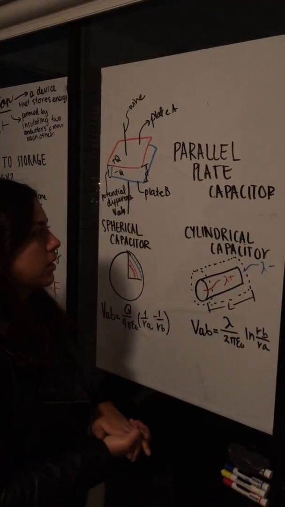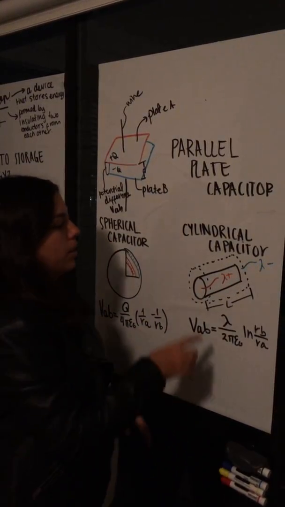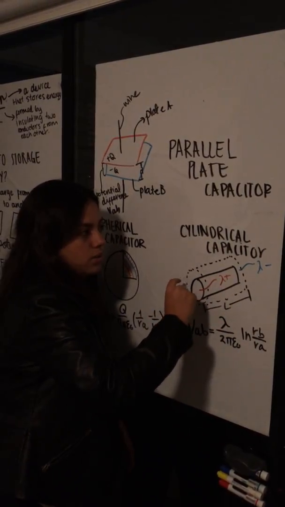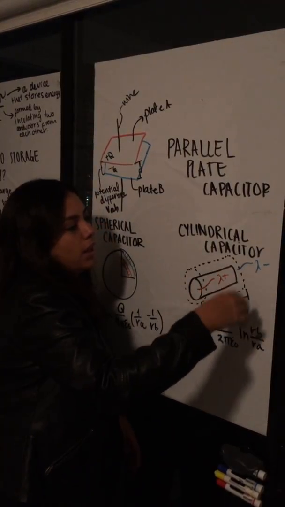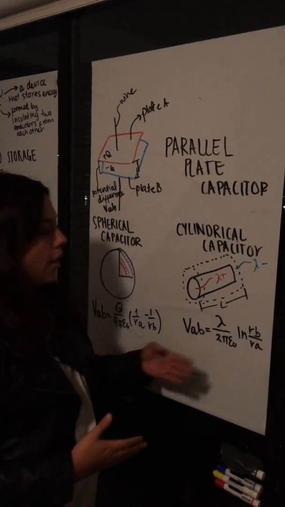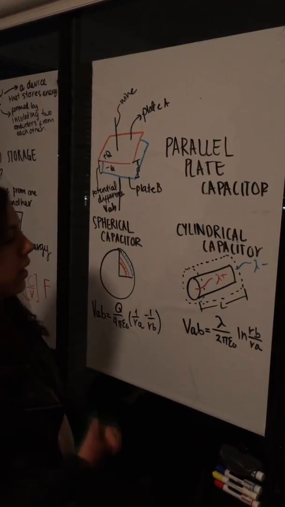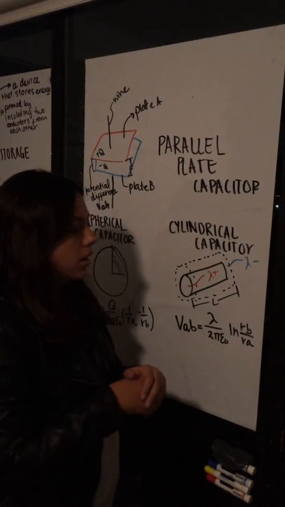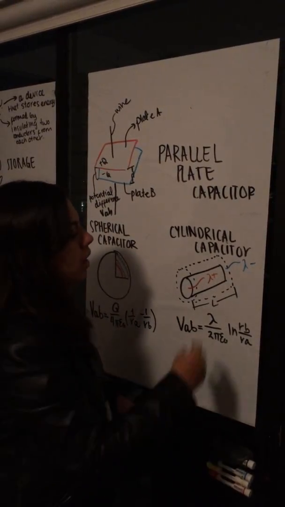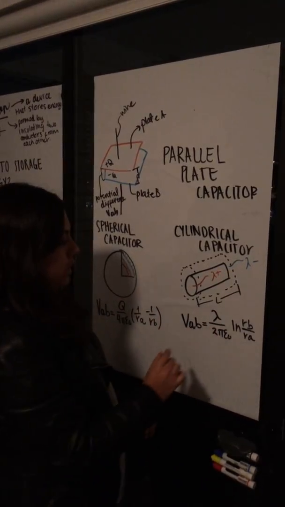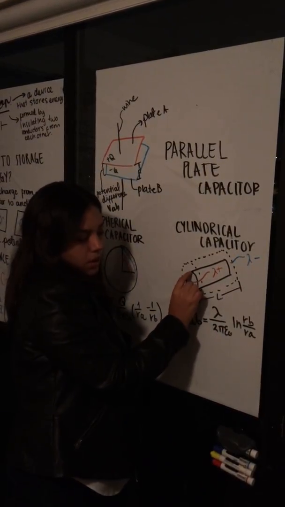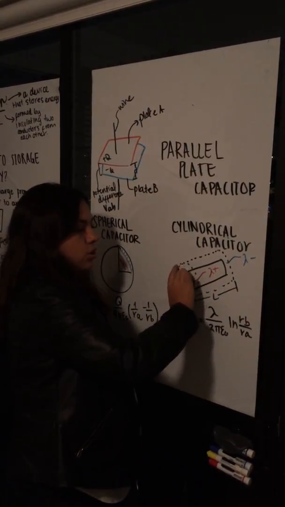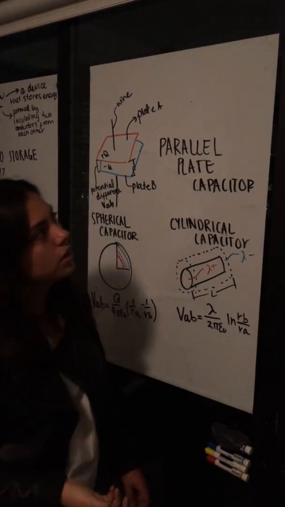And we also have the cylindrical capacitor, which is given by a lambda positive charge cylinder and a lambda negative charge cylinder. The potential difference is given by lambda over 2 times pi times epsilon 0 times the natural logarithm of the distance from the center to this one, that would be r_a, over r_b, that would be the center to the negative cylinder.